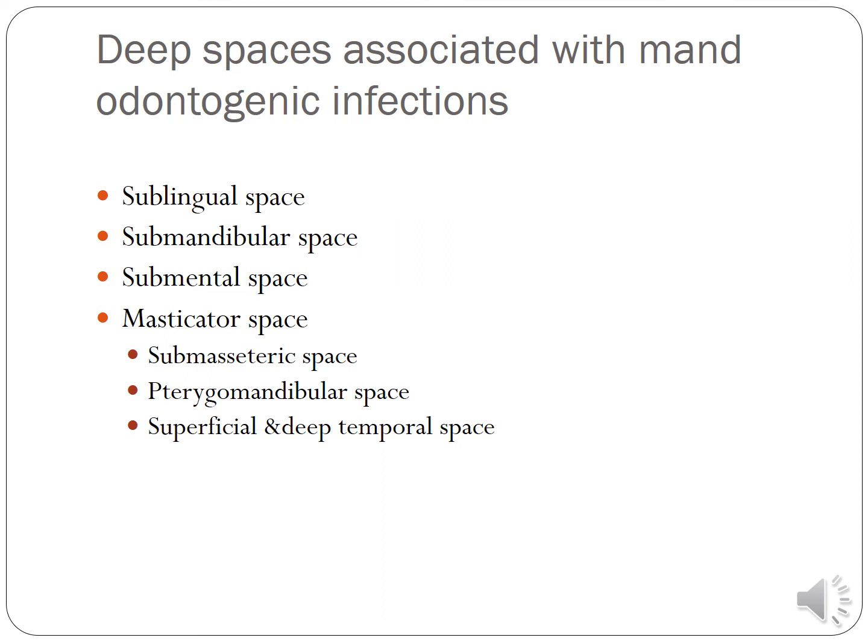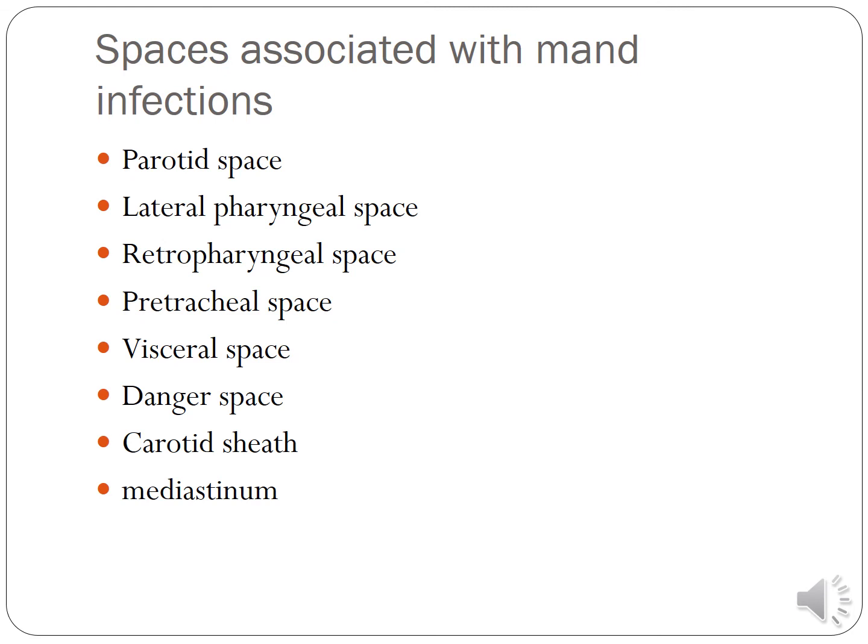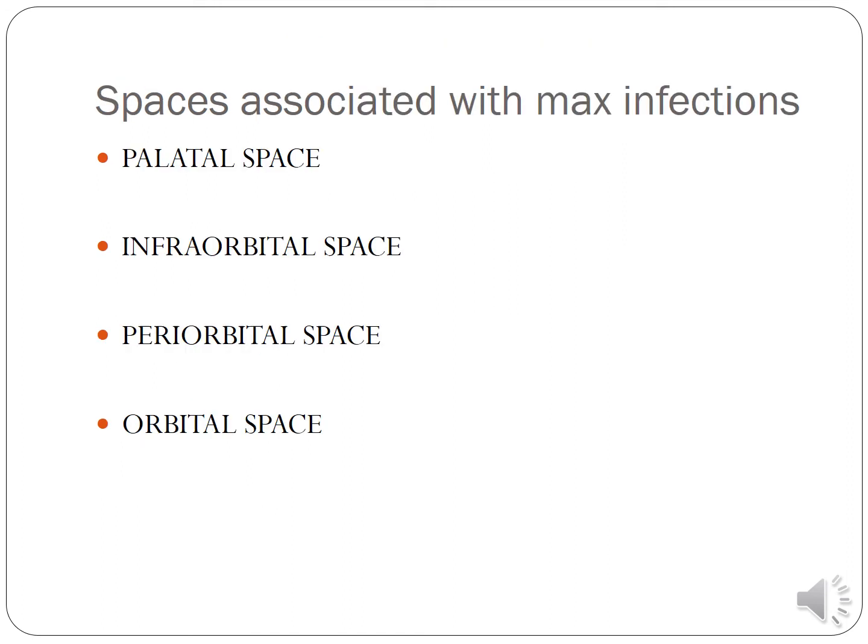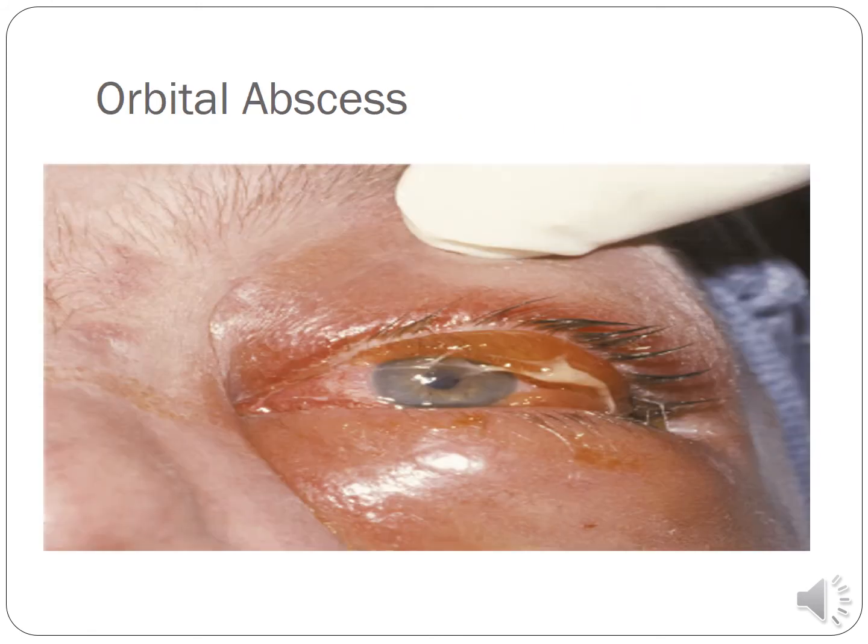These are the deep spaces associated with mandibular odontogenic infections: sublingual, submandibular, submental, masticator, which is subdivided into submasseteric, pterygomandibular space, and superficial and deep temporal space. Spaces associated with mandibular infection will also include parotid space, lateral pharyngeal space, retropharyngeal space, pretracheal space, visceral space, danger space, carotid sheath, and mediastinum. Spaces associated with maxillary infection will be palatal space, infraorbital space, parietal space, and orbital space.